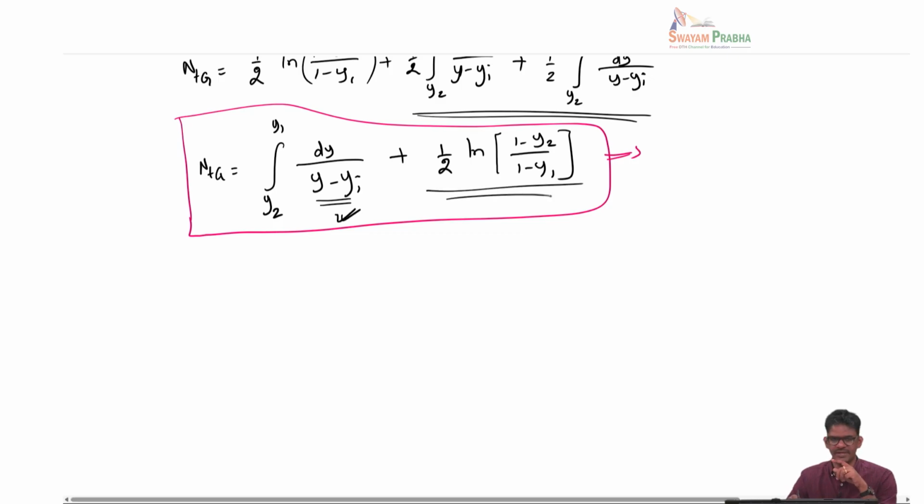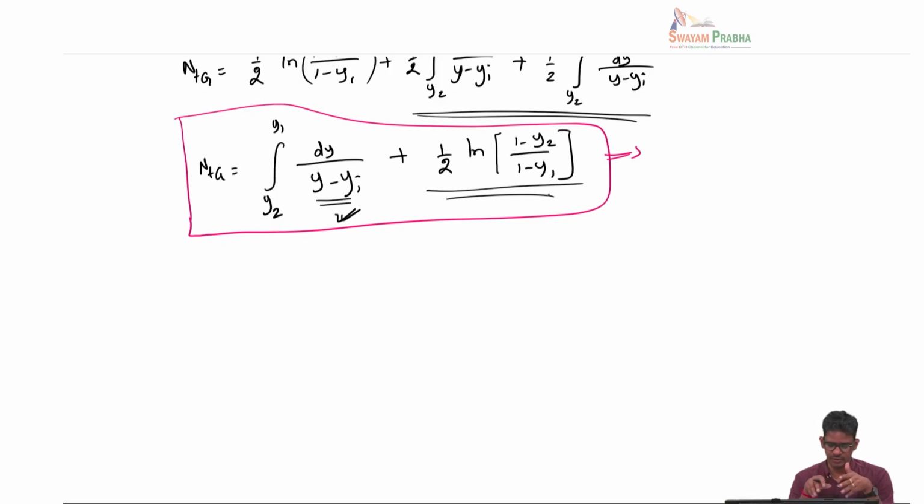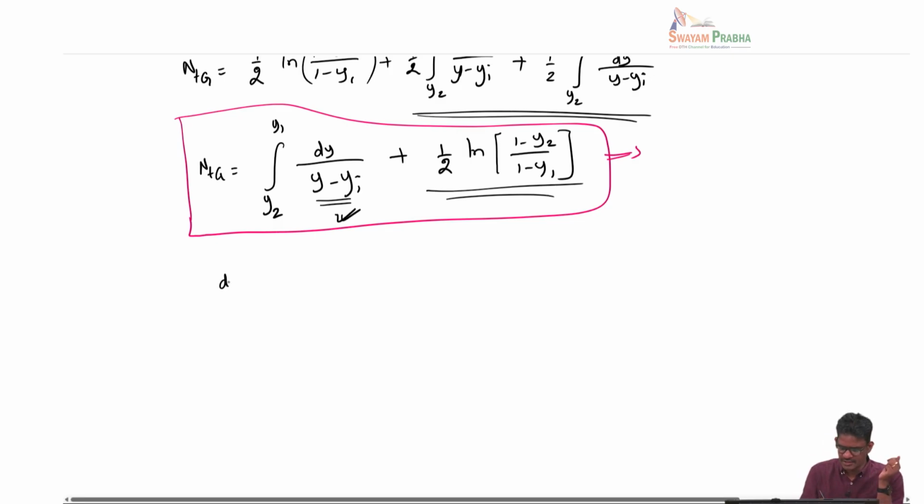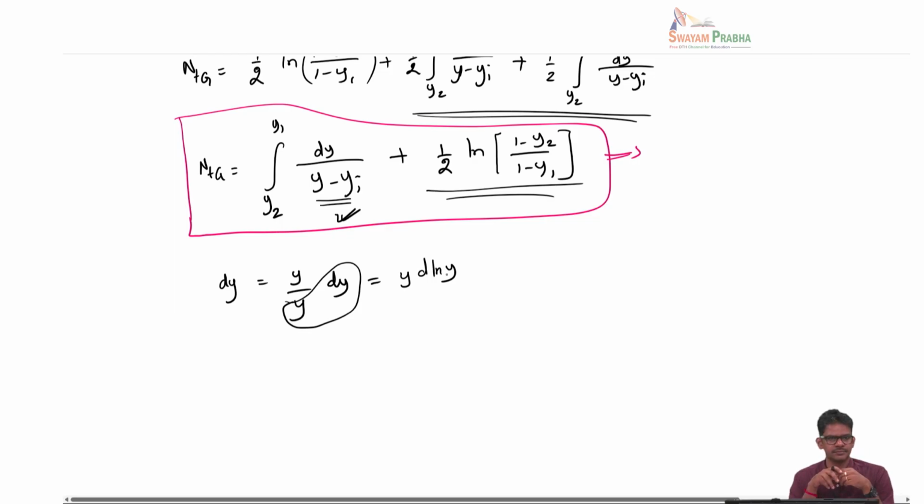This is not a problem because this is a constant term, but this integral involves a very small driving force at some point. So we would like to rewrite this in terms of logarithmic terms. For example, I can write dy as y by y dy, just multiplying and dividing by y, and then I can combine these two groups as y times d ln y. So then I can replace dy with d ln y.